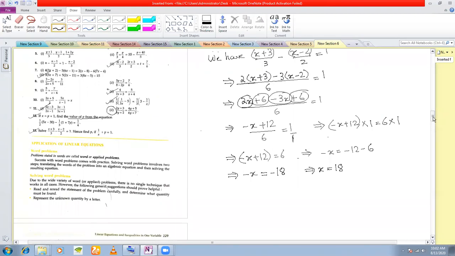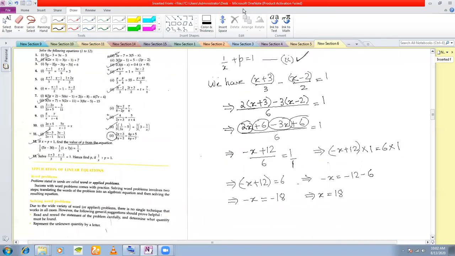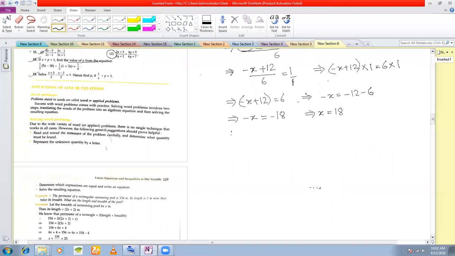Once you have got the value of x, as I told you in the beginning, you will get the value of x from 1 and then you will put the value in 2 in order to solve for p, because that is what they have asked. So we are going to put the value of x in the second equation. We start with 2. The second relation that was given was 1/x + p = 1. So we put the value of x here. So we get 1/18 + p = 1.